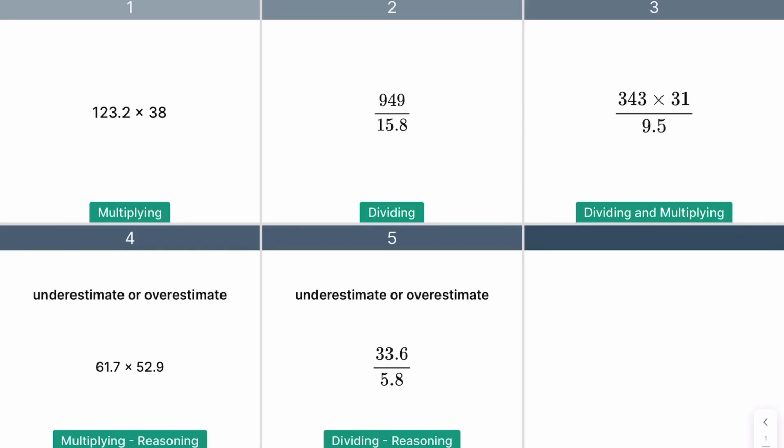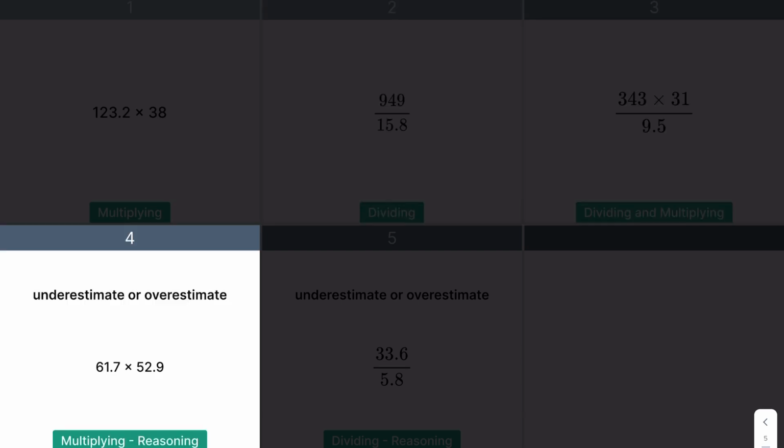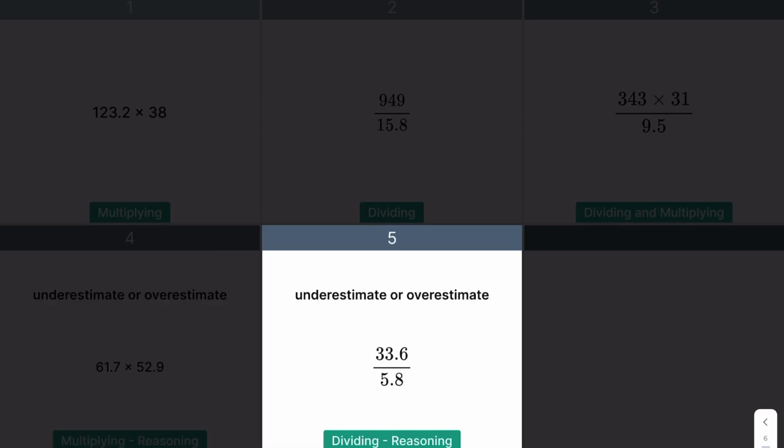Estimating answers is what I'm going to look at in this video. It's split into 5 parts. So we're going to start off by looking at multiplying, then dividing, and then both multiplying and dividing, and then looking at reasoning with multiplication, and then reasoning with division.